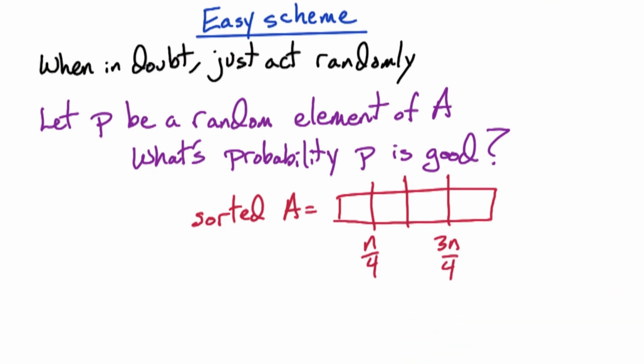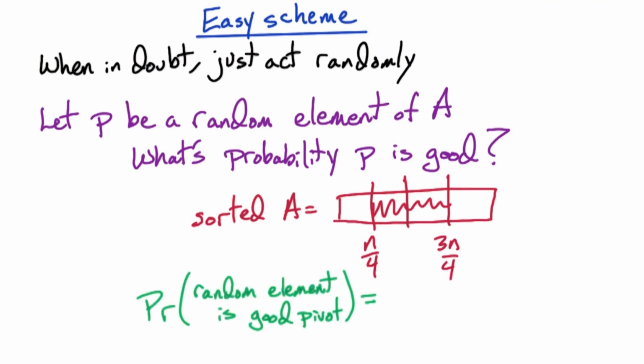What are our good pivots? Everybody in here is a good pivot. How many good pivots are there? There's exactly n over 2 good pivots. So what's the probability a random element is a good pivot? I can order this however I want. The fact is, exactly n over 2 of these elements are good pivots, and there's exactly n choices.